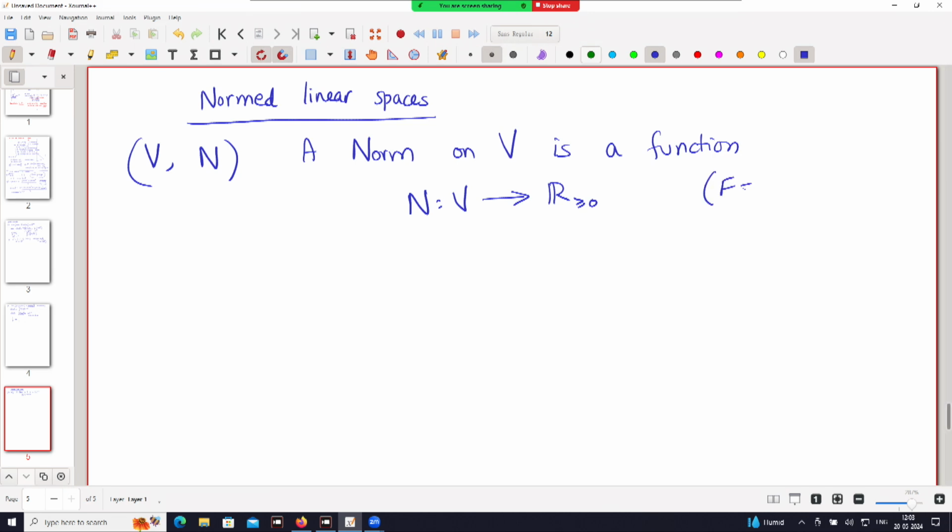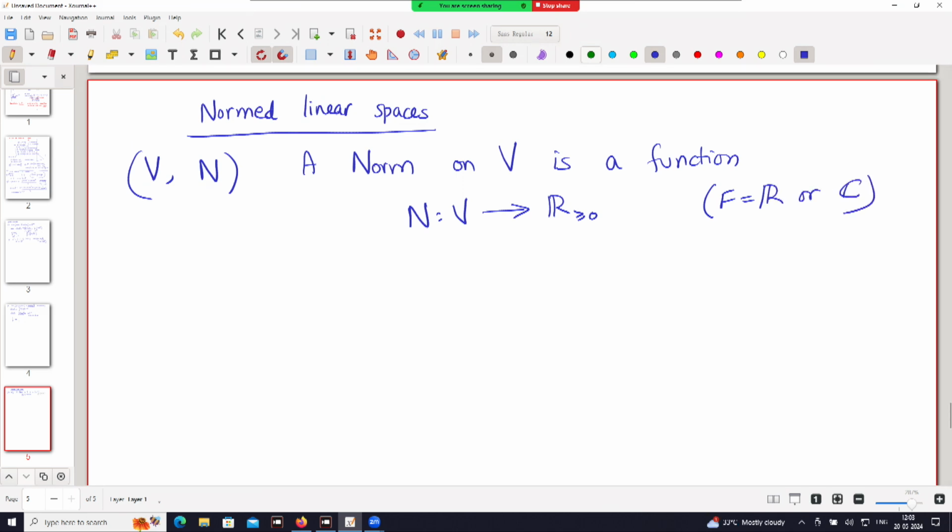The field can be real or complex, that does not matter, but the norm, which is supposed to be some kind of length function, is only going to be positive real valued, it is not going to have complex numbers as values. So what is a norm? It is a function from the vector space V to the set of non-negative real numbers, satisfying some axioms such that, firstly, if I take a vector v and I multiply it by a scalar c, then the modulus of c just comes out, for all scalars c.